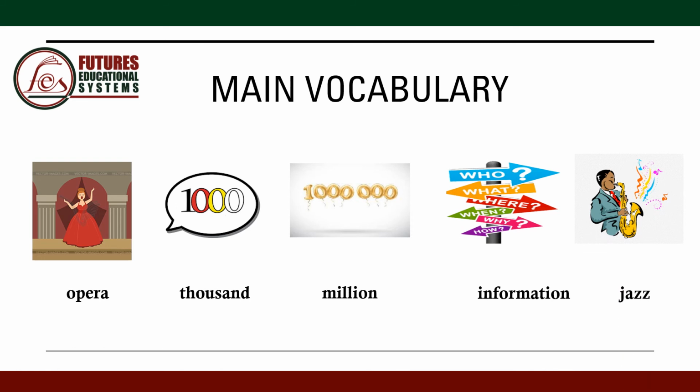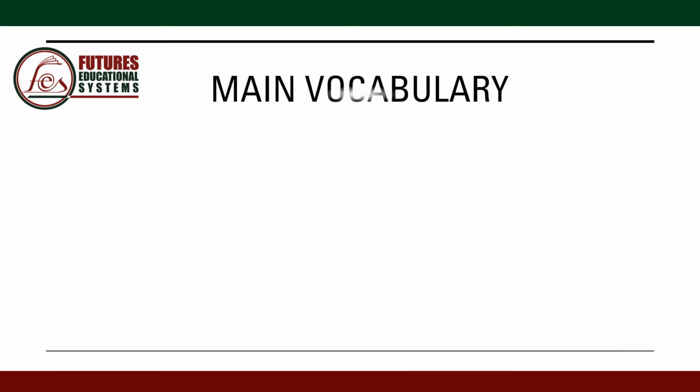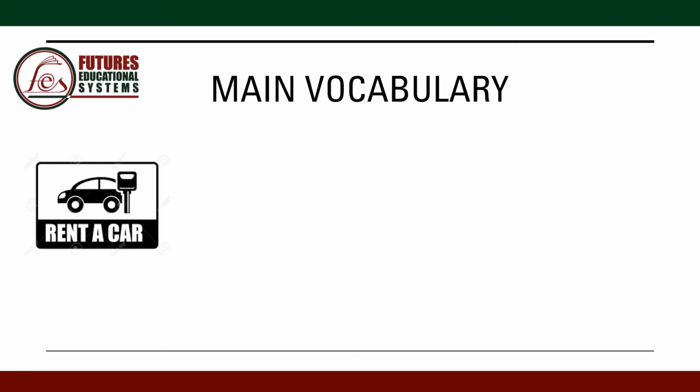Jazz. This is a type of music. More vocabulary. You can rent a car or rent a place to live. Like we said before, you pay an amount of money in order to use this thing for a while. You're not going to buy it. It's not going to be your own.